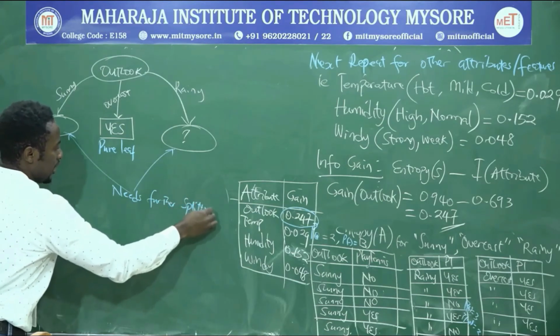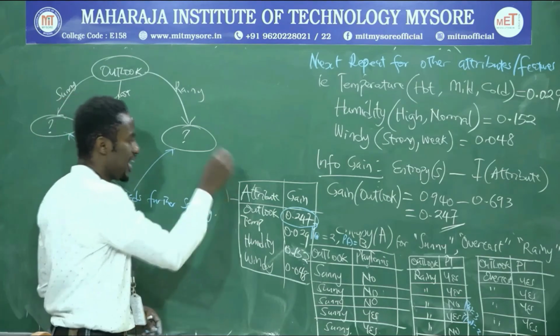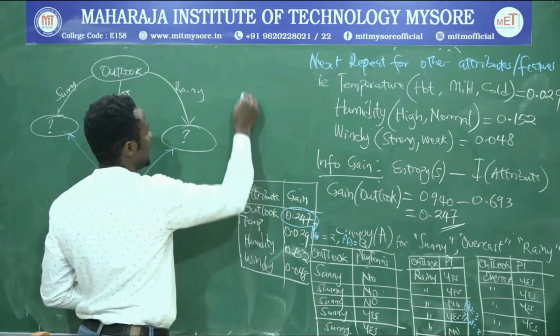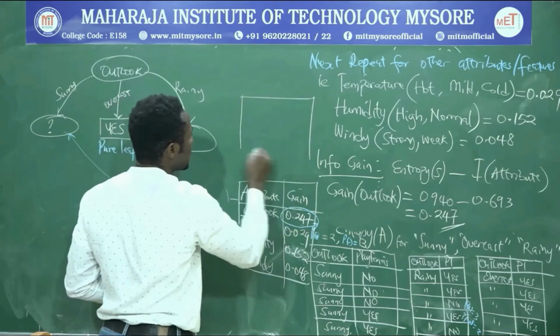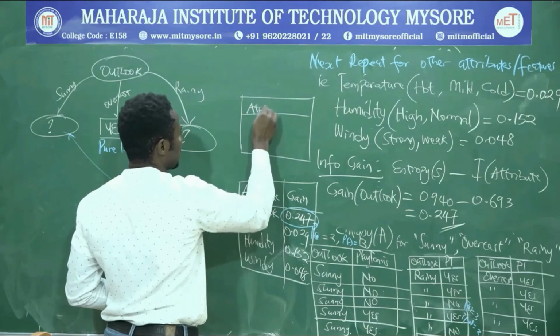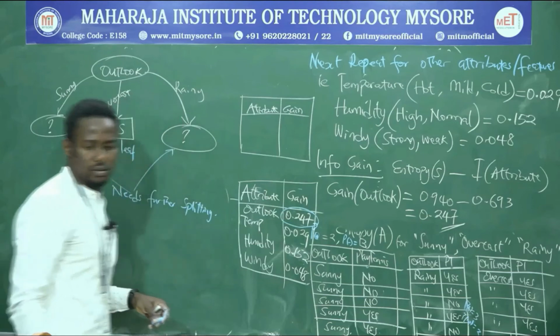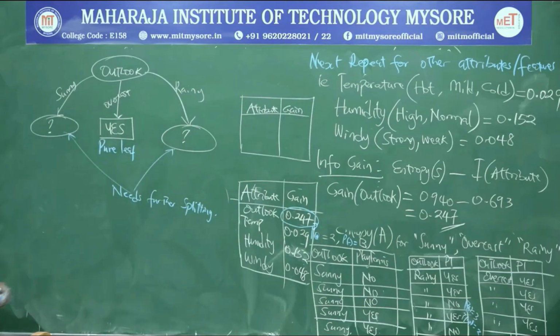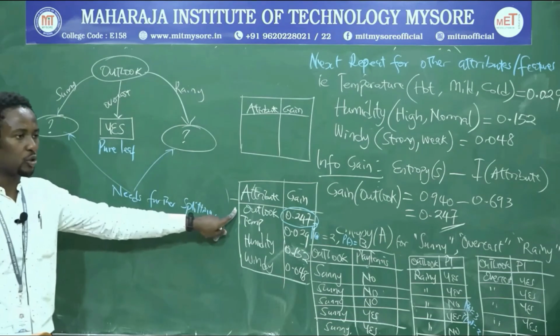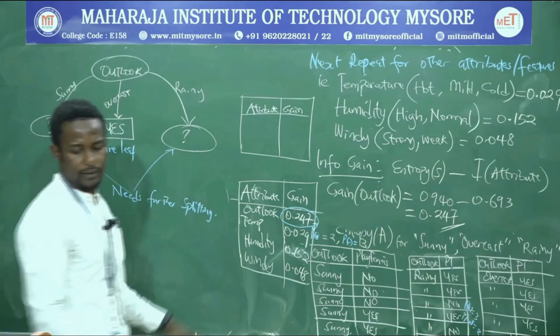Now, what we do is, again we repeat the process. So the next table will look like this, attributes and gain. I'm just giving the value so that we finish the tree, okay? Attributes and gain value, okay? So what are the attributes now? Don't tell me Outlook. Outlook is out only, right? So we have temperature, humidity, and windy.